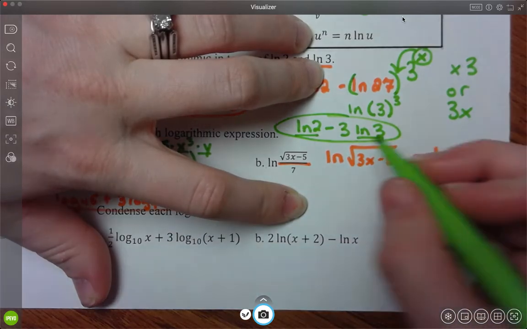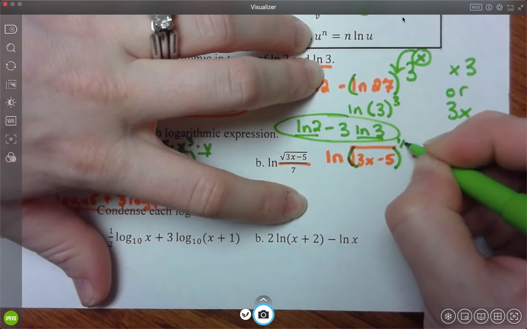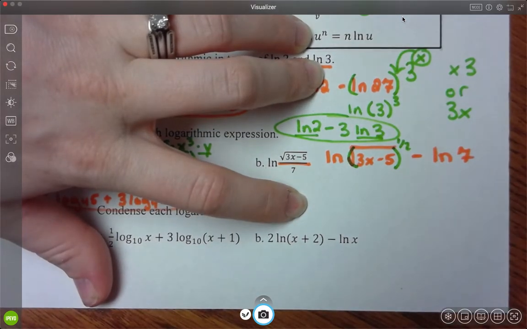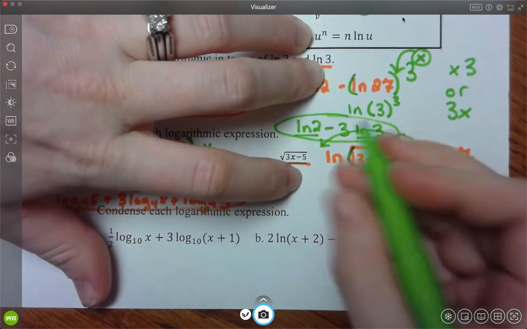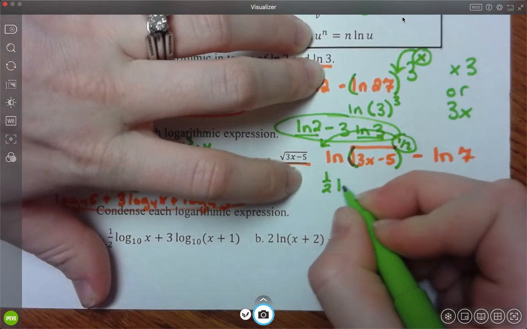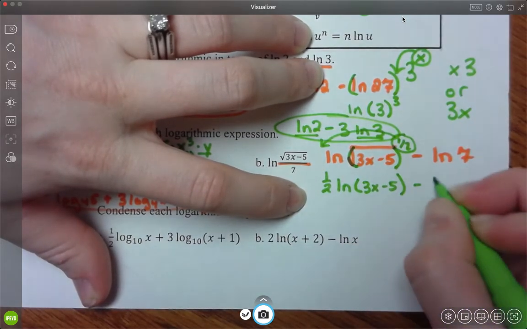Okay, now this guy, the square root of 3x minus 5, I am going to write that to the 1/2 power. Okay, that's what the square root does. And then that 1/2 power I can move down in front. And I have 1/2 ln 3x minus 5 minus ln of 7.